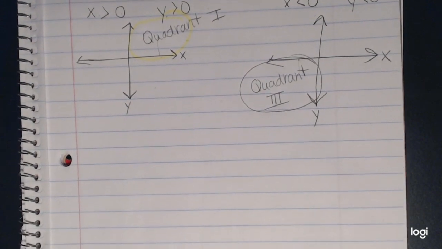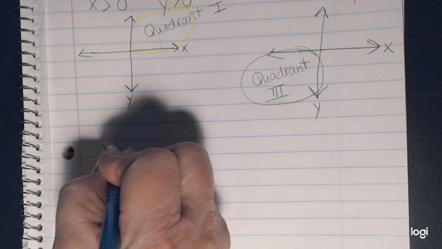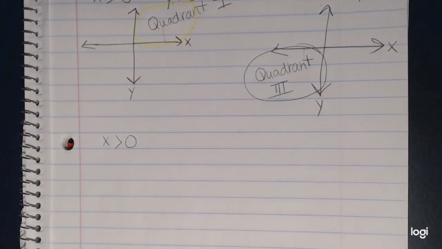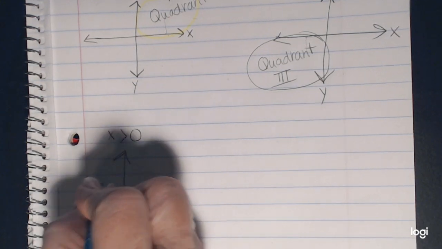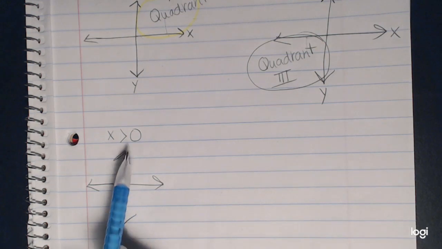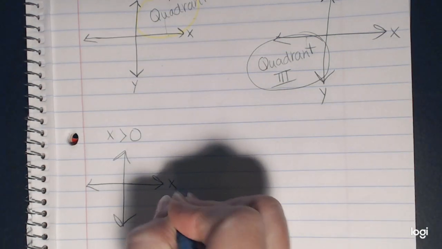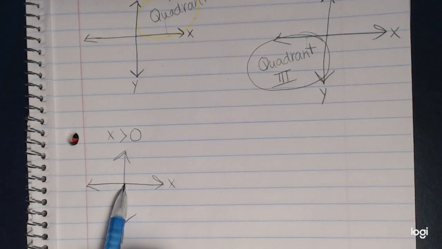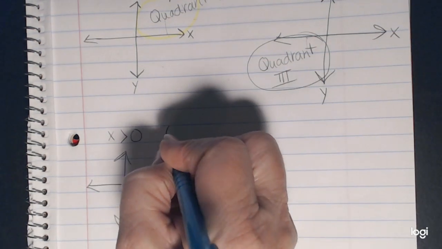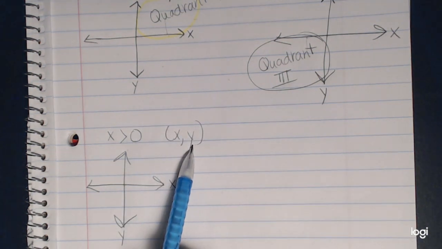All right, let me give you one more. What if I just told you that x is going to be greater than 0? I'm not going to tell you anything about y, so I'm going to ask you to go ahead and make a coordinate plane, a small one, and show me, circle in your notes where you think we can plot this point. This is x, this is y. We know that this is 0, 0, x and y. So y can be positive or negative.